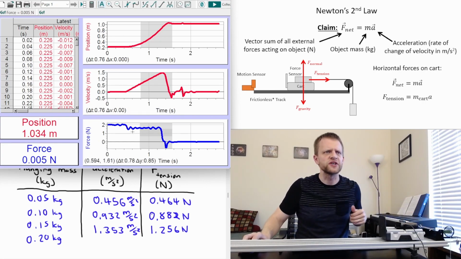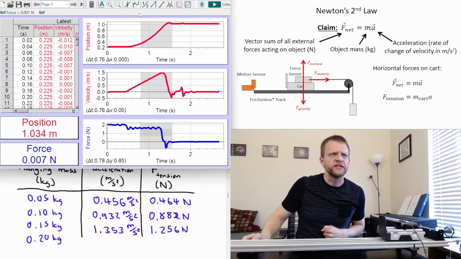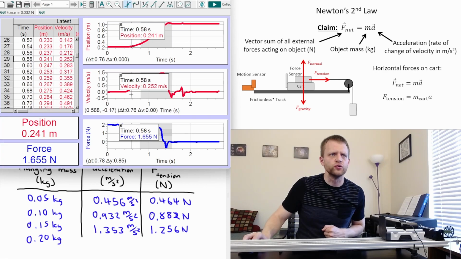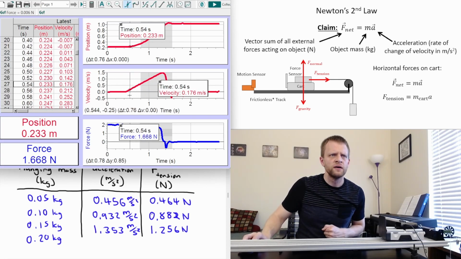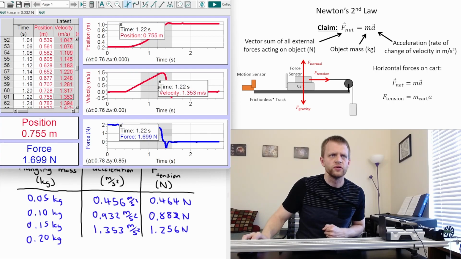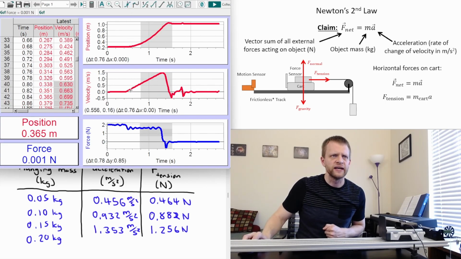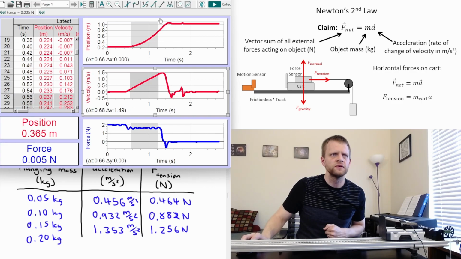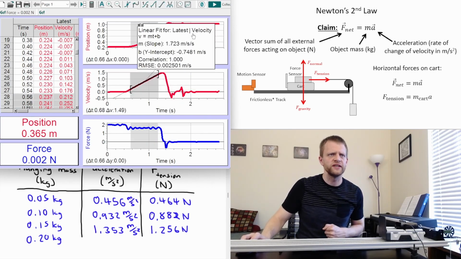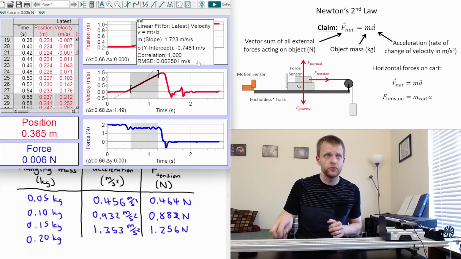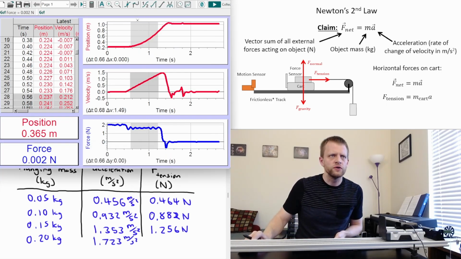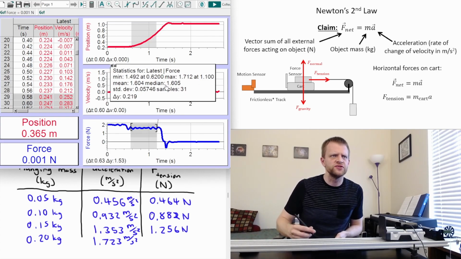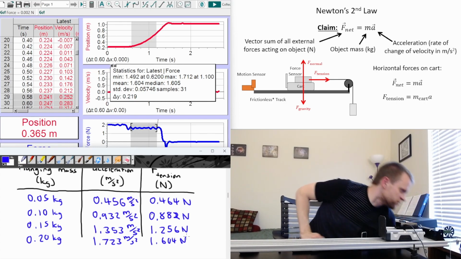All right, we can scale that. And once again, we can look at this in terms of individual data points, going from where the motion started to where the motion ended. So you can see the raw data. And then let's actually look at the slopes involved. So the slope in this case is 1.723. Our force is 1.604 newtons. And let's get one more data point.